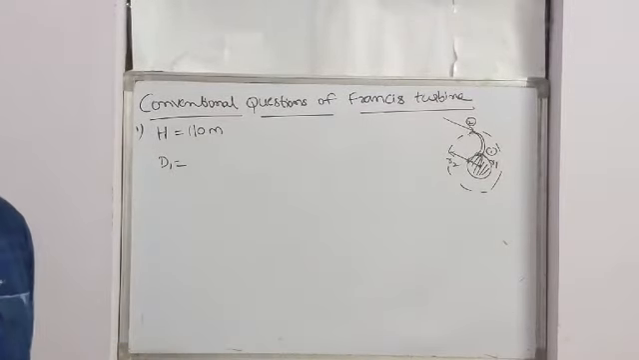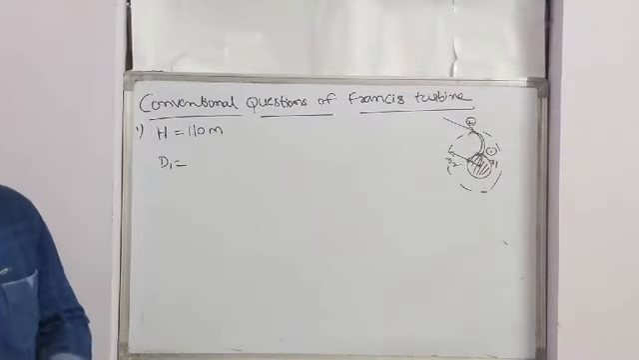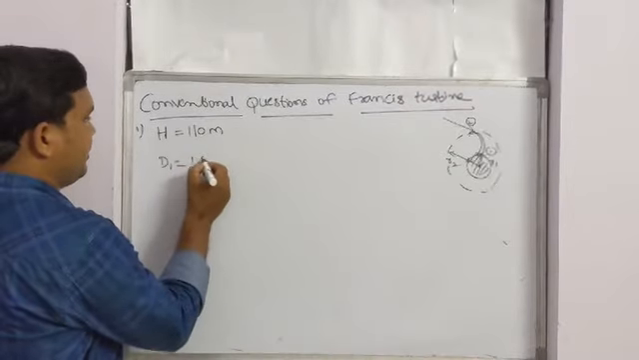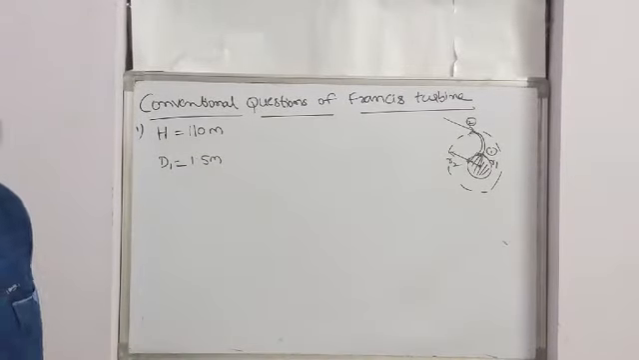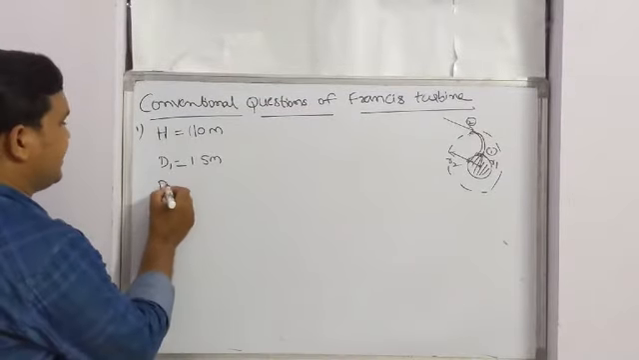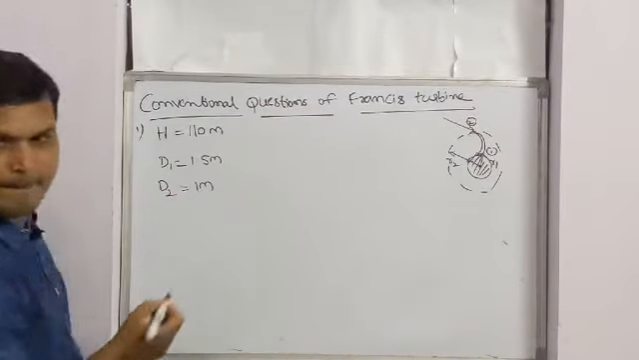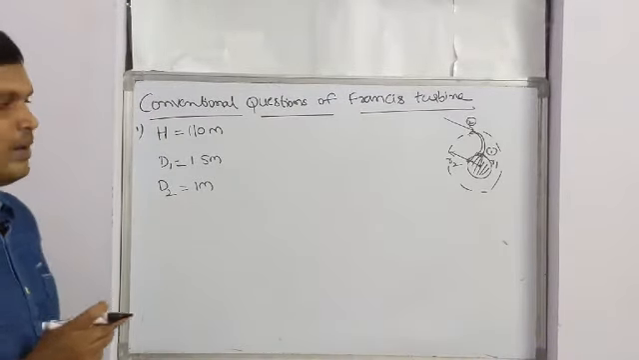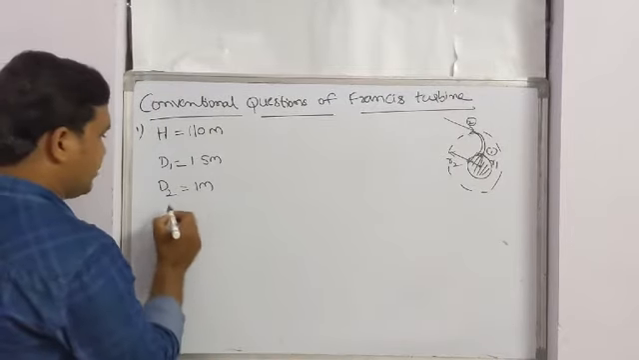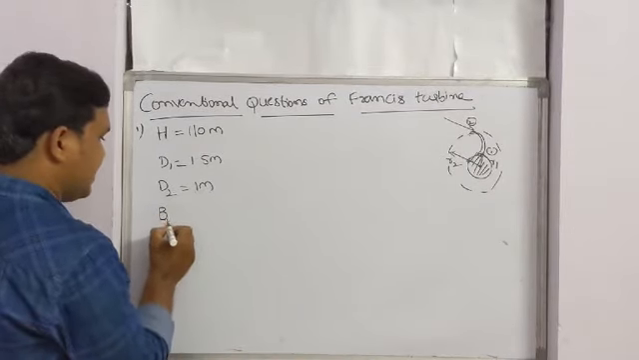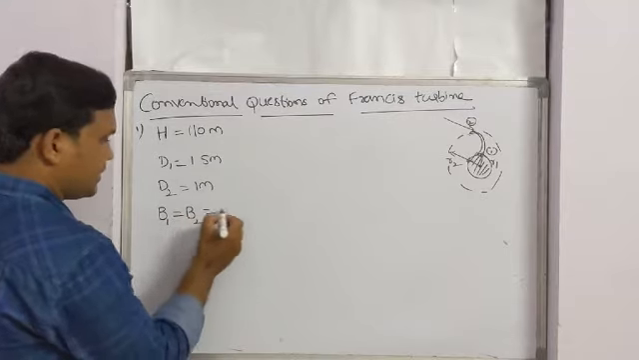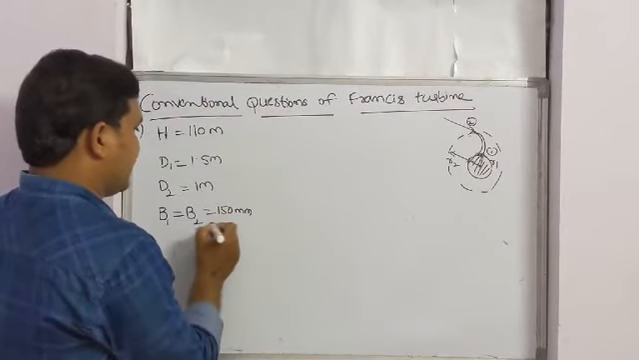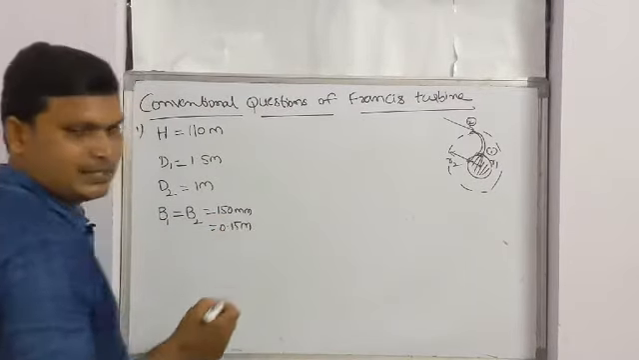The inlet and outlet diameters are 1.5 meters and 1 meter respectively. So the inlet diameter is 1.5 meters and the outlet diameter D2 is given as 1 meter. The width of the runner is constant and equal to 150 mm. It is told that the width of the runner is constant, meaning B1 is equal to B2, the same, equal to 150 mm. 150 mm we can write as 0.15 meters.